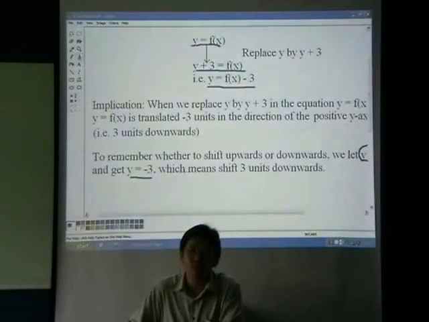So for the next lesson, we will be talking about graphs that are shifted to the right or shifted to the left.